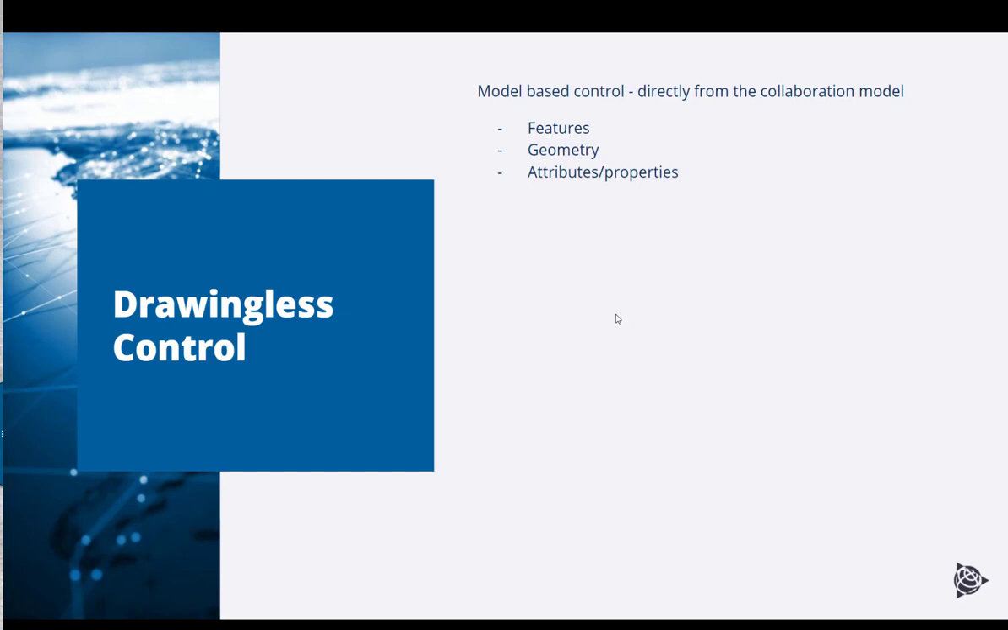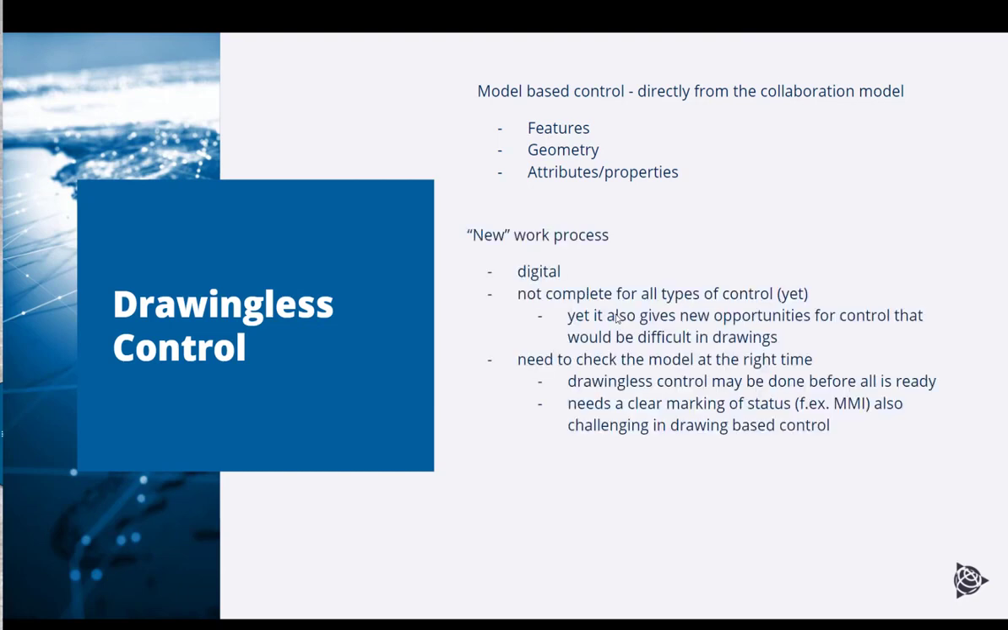This means that we pick features from this model and we check geometry, and we can also check attributes and properties on these features in the model. This is a sort of new work process. It's completely digital, and as of today it's not complete for all types of control yet, we could say, but it's feasible for most of the control we can do in a project.